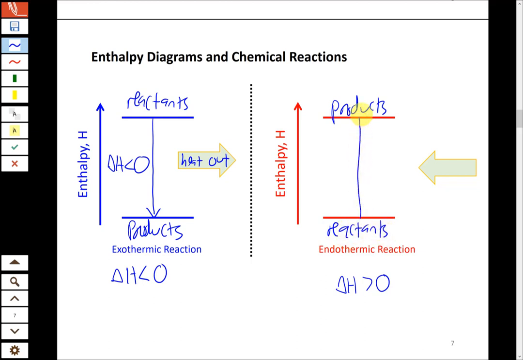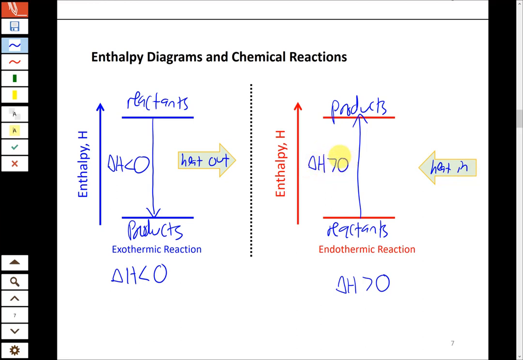And so in order for this enthalpy to increase as we go from reactants to products, we have to put heat into the system. And that's why the temperature of the surroundings decreases, because the surroundings will be giving some of its heat to the system. So this is, again, positive delta H for endothermic.